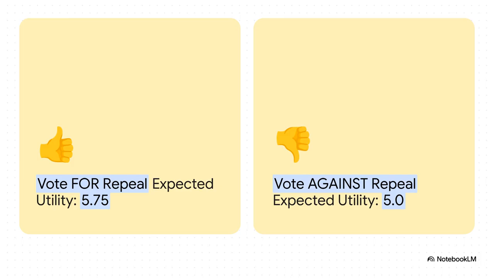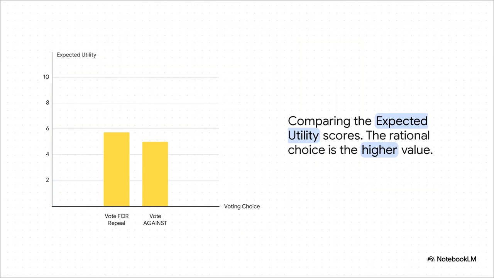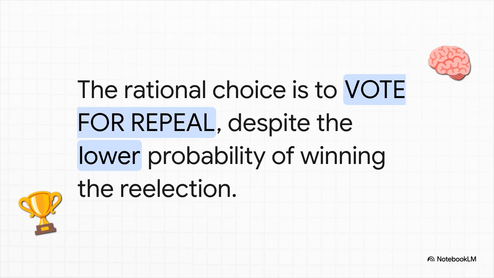Putting them head-to-head, it couldn't be clearer, right? Voting for repeal has the higher score. It's 5.75 versus 5.0. And if you're a visual person, this bar chart just makes it pop. The answer is obvious. The rule here is simple. You always go with the option that has the higher expected utility. And this is the big reveal, the key insight here. The rational choice, based on his own values, is to vote for the repeal. And that's true even though it gives him a lower chance of getting reelected. Why? Because the value he places on that win is so incredibly high that it outweighs the extra risk. Rationally speaking, it's the better bet.